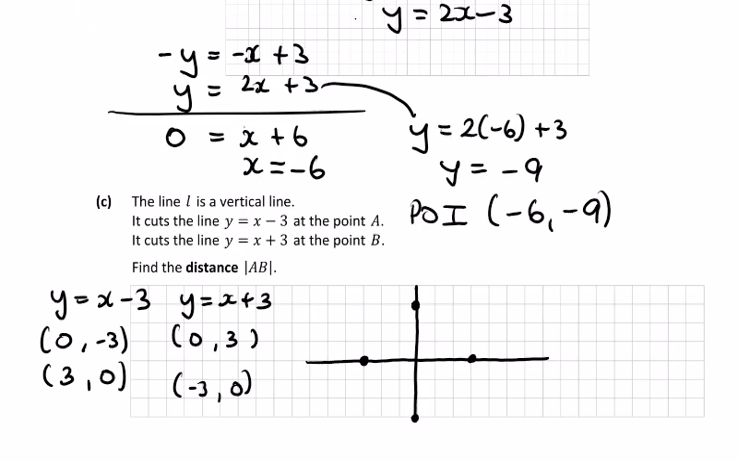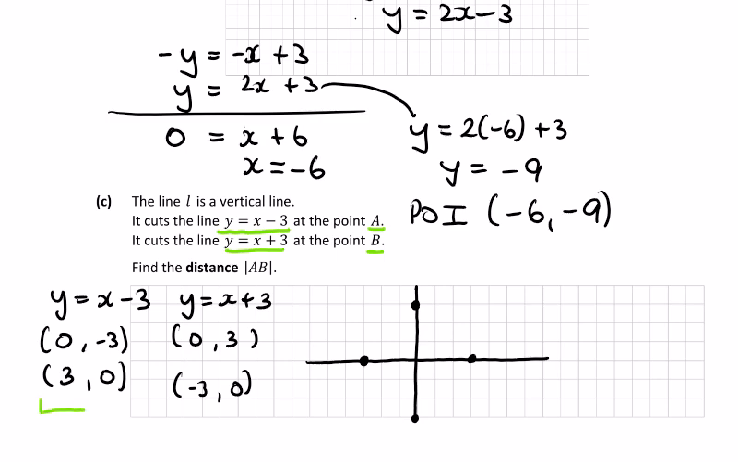Hopefully you're getting better. So the last part of this question, which would have been answered very poorly, the vertical line L cuts this line at the point A and this line at the point B. So maybe this might be one you'd come back to at the end of the question. So find the distance AB.